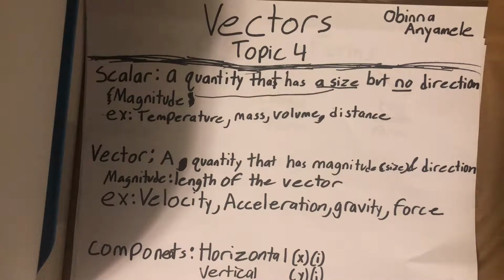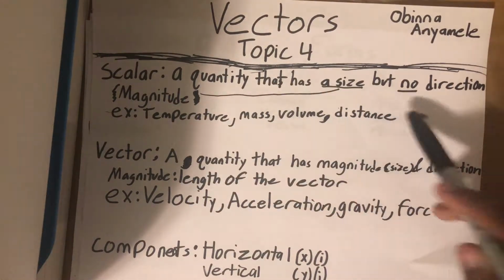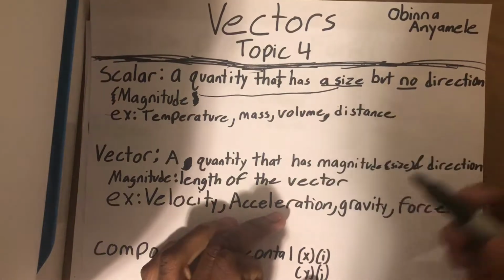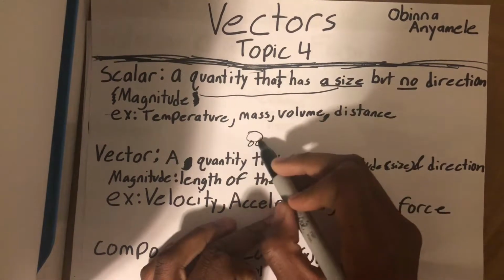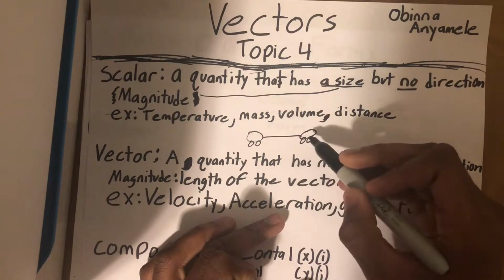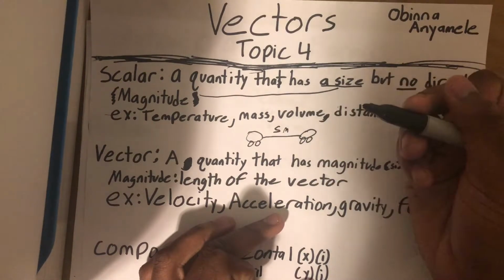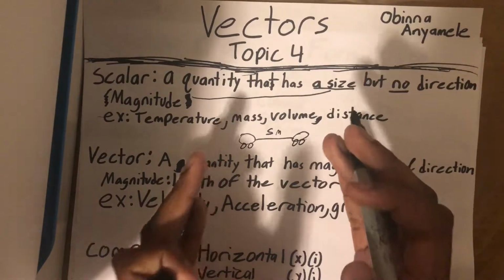So first, for a scalar, we have a quantity that has a size but no direction. Basically, what this means is it's a distance. Let's say you have one car over here, that's a car, and another car over here. The distance between them, let's say, is just 5 meters. That's the distance. No direction or anything, just how far they are from each other.